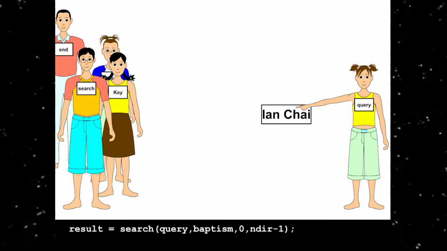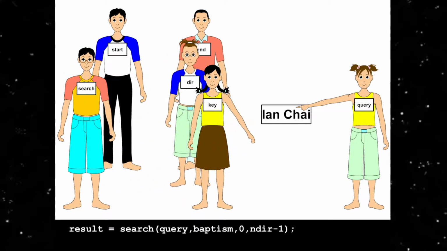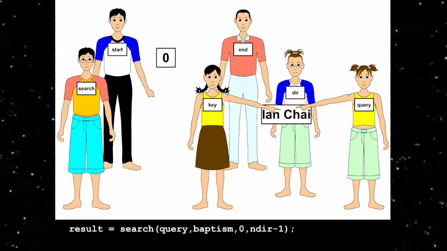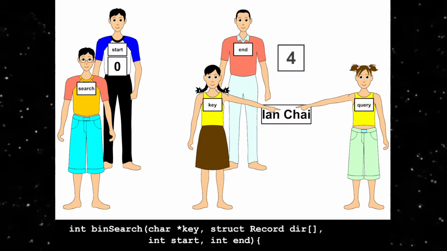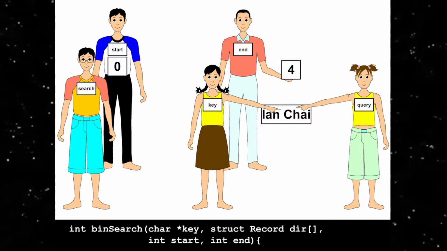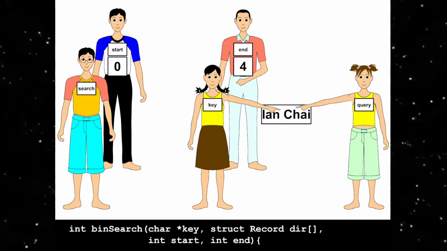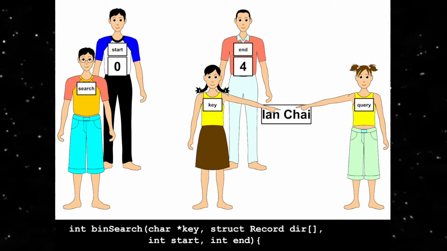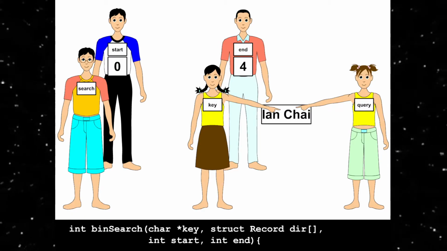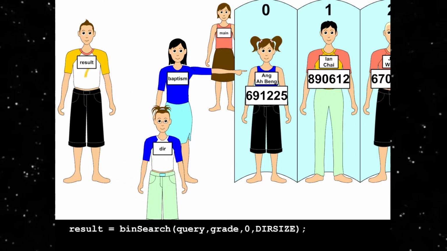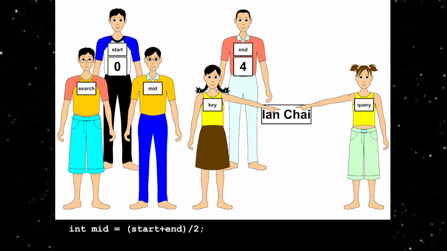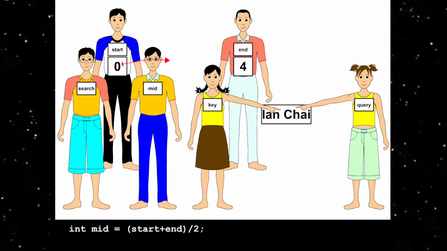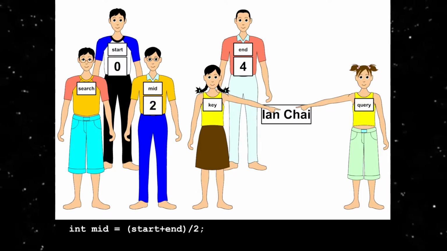Now we call bin search, which requires as input the index of the first and one after the last element of the array. Key points to the same place as query. Start gets 0, end gets dir size, which is 4. And dir points to the same place as baptism. Mid is equal to 0 plus 4 divided by 2, which is 2.